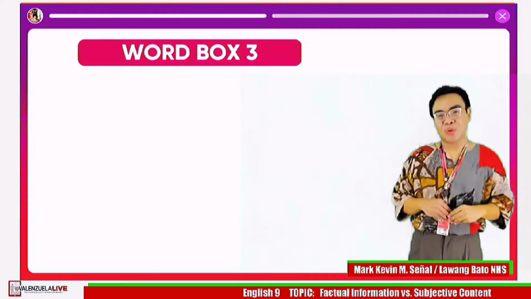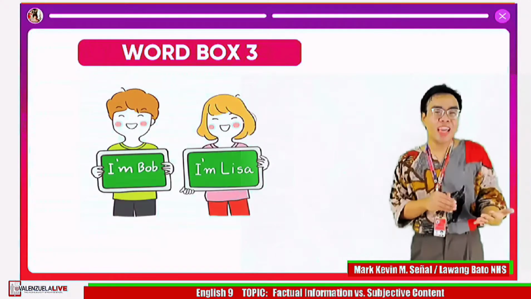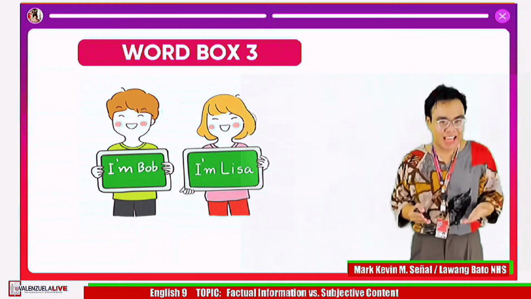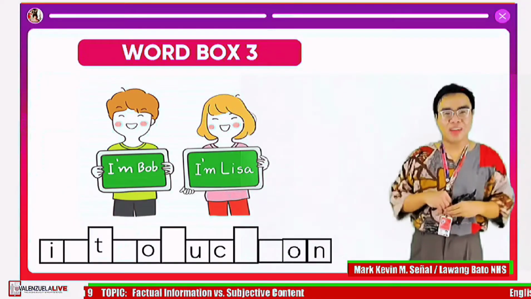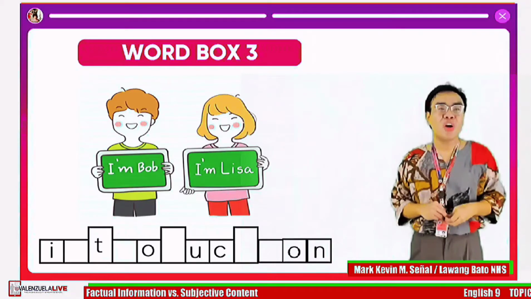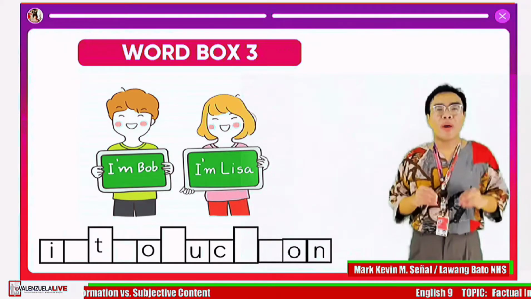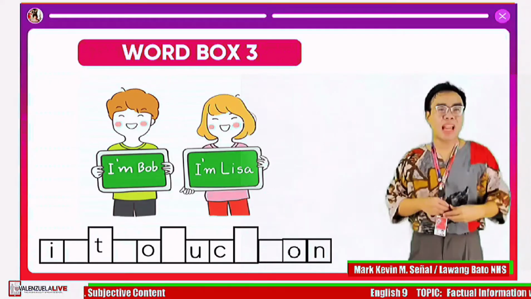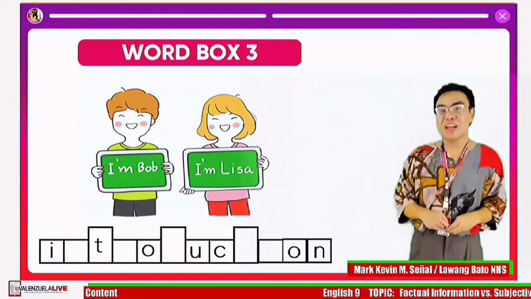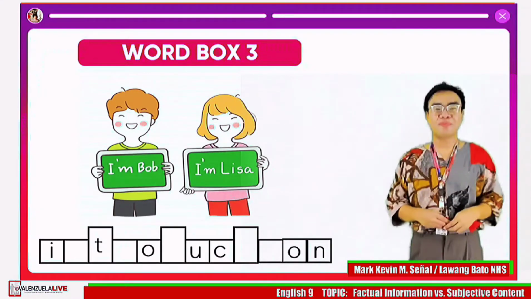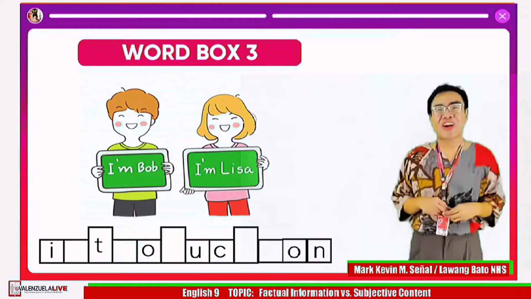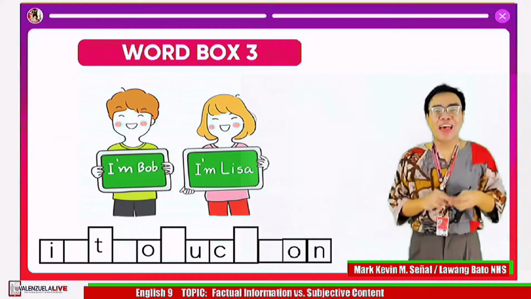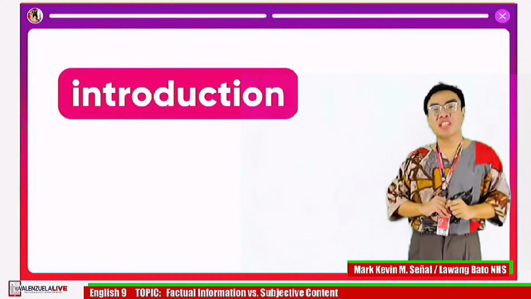This picture depicts a boy and a girl telling their names. Now, our letter boxes, 12 letters, and some letters are already provided. When someone tells something about them, that is... 5 seconds to answer. Okay, correct answer is, that is right, introduction.